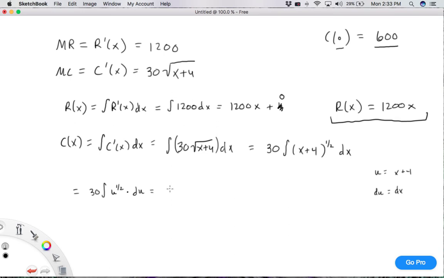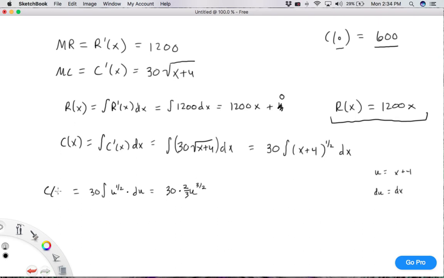Now the integral of this is going to be 30 times u to the 3/2, actually times 2/3, because we have to divide by 3/2, and then plus some constant. And well, I think we already know the constant. I don't know, we'll see.